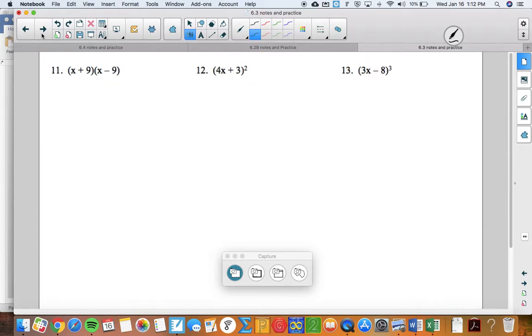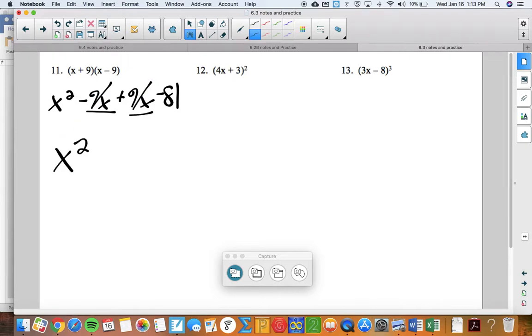Last couple here. You're going to get x squared, negative 9x, positive 9x, and negative 81. When you combine like terms, those become 0x, which you don't need to write down, so you just get that.